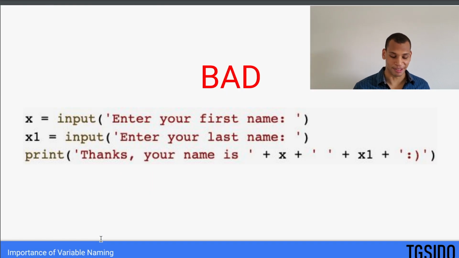Here's a bad example, or I should say a way you definitely do not want to do this. So over here, we're saying input, enter your first name, and we have x. And then we have x1 is equal to input, enter your last name. What is x? What is x1, right? And then we print out that information: Thanks, your name is x plus space x1, right?